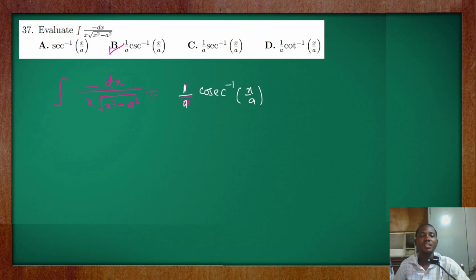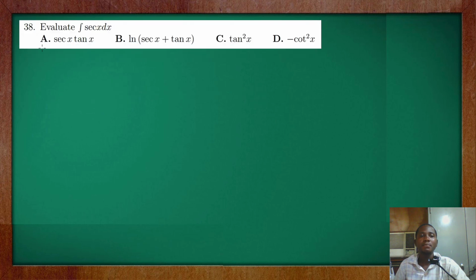Alright, so let's move on to the next question. In this question, they ask us to evaluate the integral. This is also a standard integral. The integral of sec x dx would give us ln of sec x plus tan x. This is also a standard integral, so the correct option here is what? Option B.